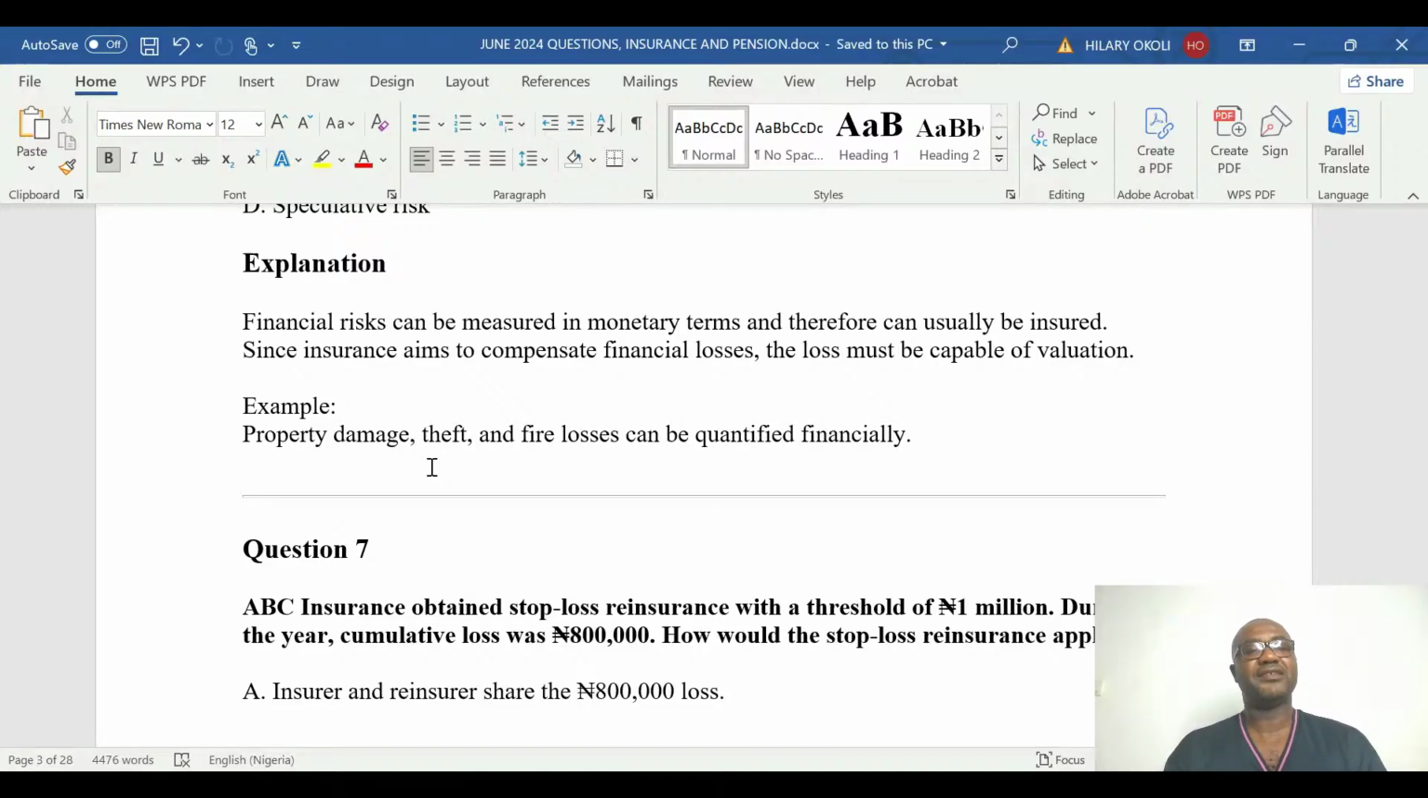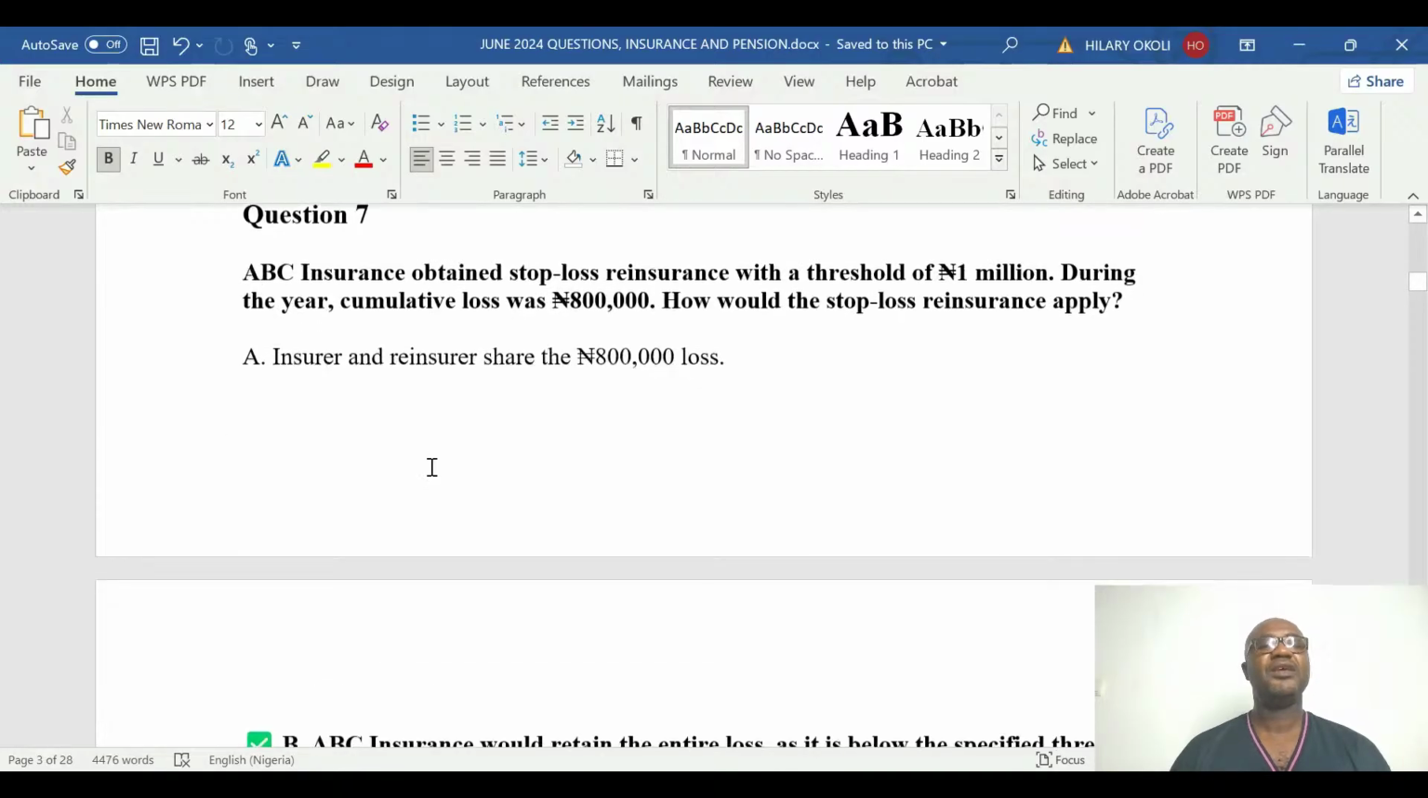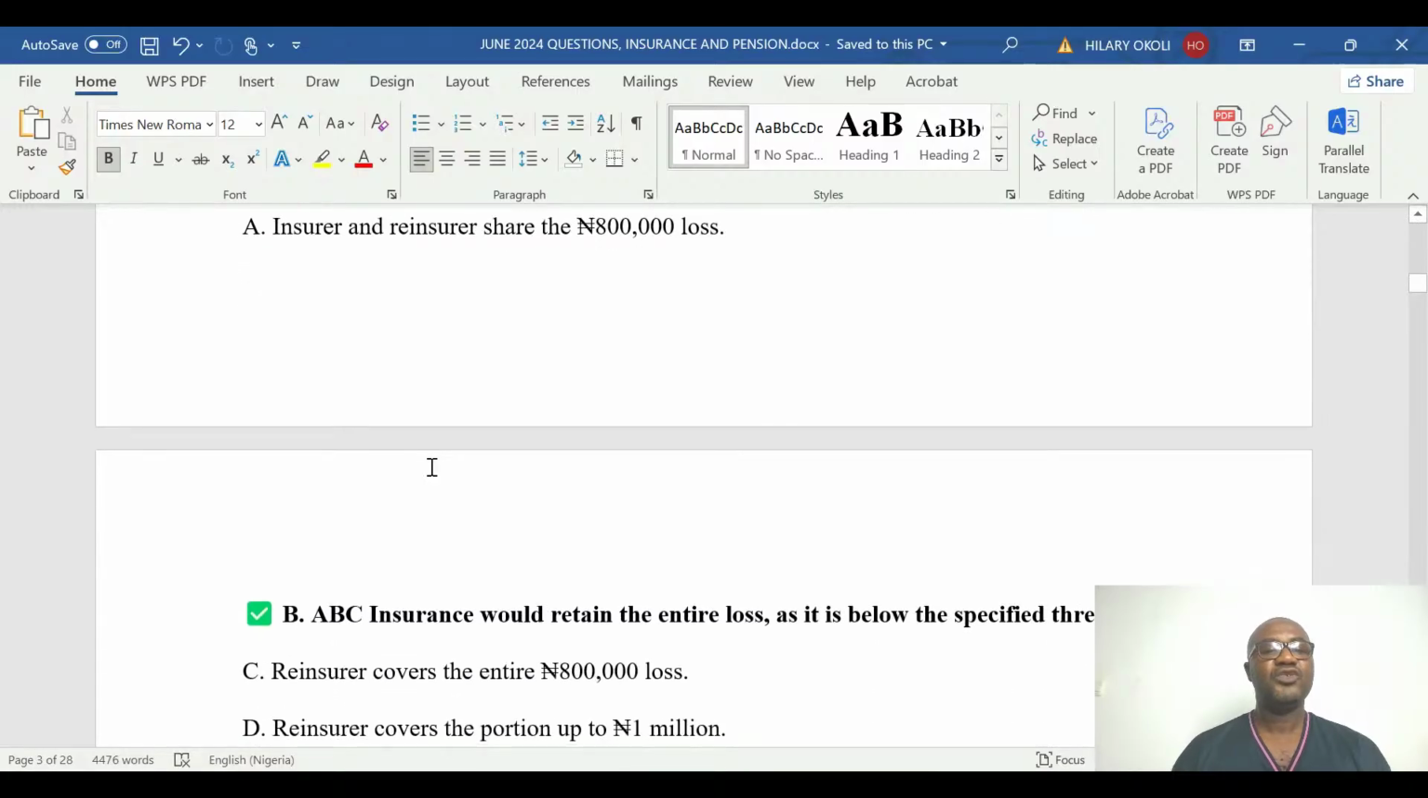Okay, so financial risk can be measured in monetary terms, and therefore it can usually be insured, since insurance aims to compensate financial losses. So the loss must be capable of valuation, you know. So let's look at the next question. ABC insurance obtains a stop loss reinsurance with a threshold of 1 million. During the year, cumulative loss was 800,000. How would the stop loss reinsurance apply? So it's good to understand it.